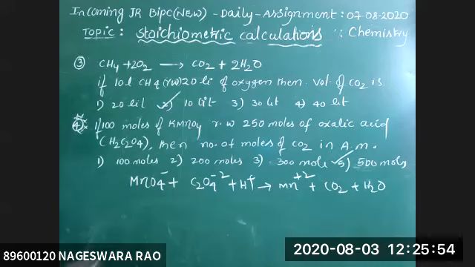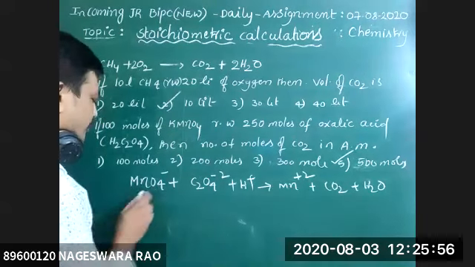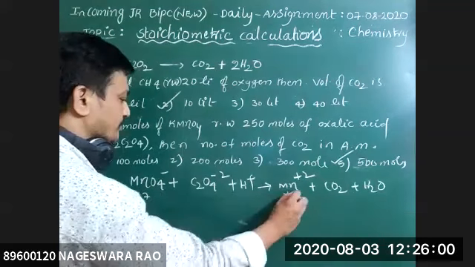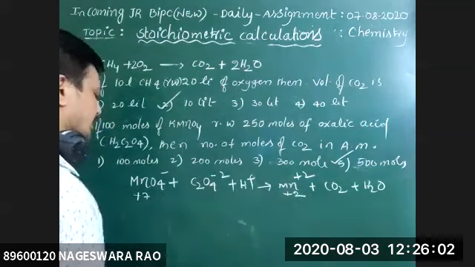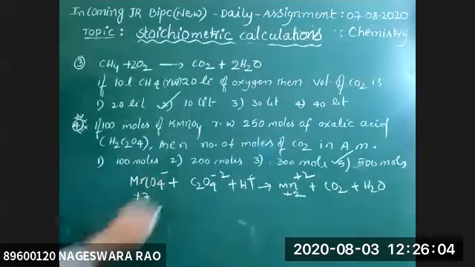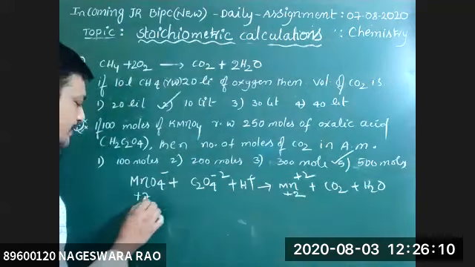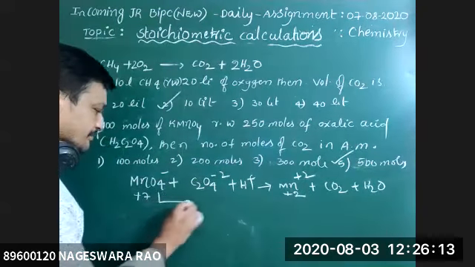So here in MnO4 minus, Mn has oxidation number plus 7, and here plus 2. How many electrons are transferred, students? 5 electrons. Plus 7 converts to plus 2. The difference is 5. 5 electrons are transferred in this reaction.